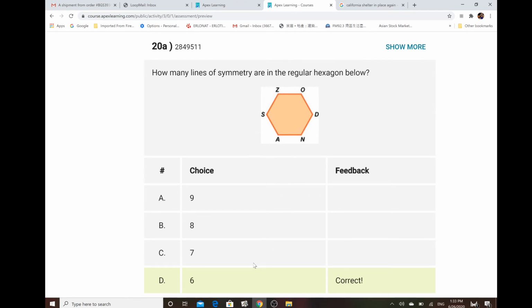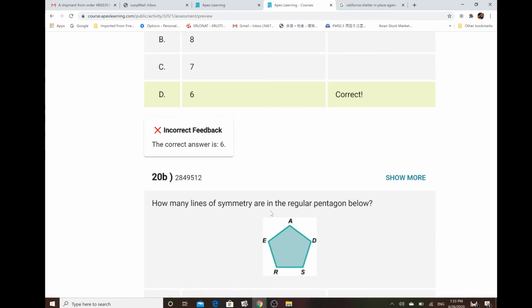So here's what we got. It's a hexagon, a regular hexagon. The reason why it's regular is because all sides are congruent. So how many lines of symmetry are in the regular hexagon below? We got 6 of those. 6 sides, so 6 lines of symmetry. Here's 1, 2, 3, 4, and then 5, 6.